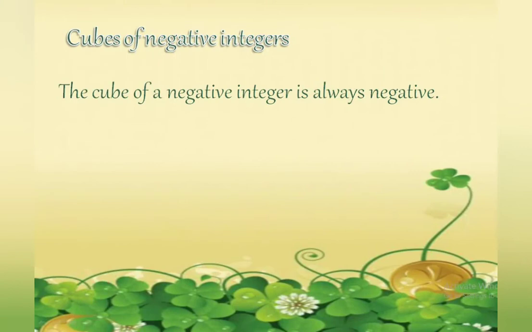Cubes of negative numbers. The cube of a negative number is always negative. Let's see some examples. How can we find the cube of negative 2? It is negative 2 into negative 2 into negative 2. 2 into 2 into 2, it is 8.